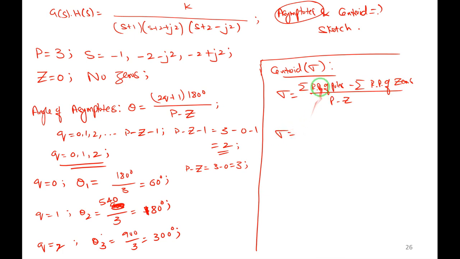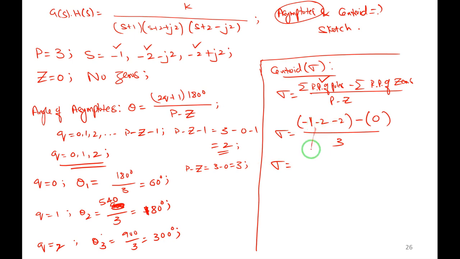Okay, we will observe only the real parts of poles. So minus 1, minus 2, minus 2, only the real parts. I will not consider the imaginary part. So add all these real parts of poles: minus 1, plus minus 2, plus minus 2. Next, minus, open bracket, real parts of zeros. There are no zeros, so 0. Divided by p minus z, which is 3. So calculate this.